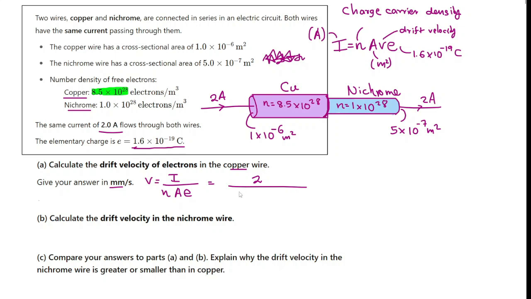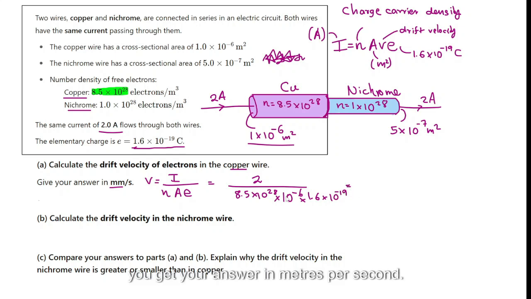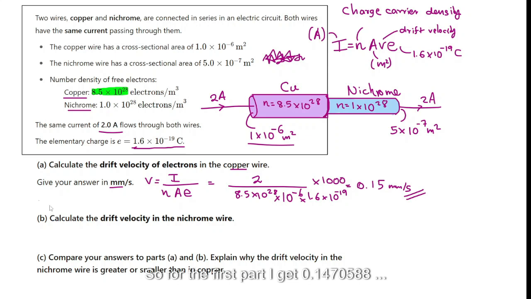So let's do that. 8.5 times 10 to the power of 28, multiplied by the area of cross section, 1 times 10 to the power of negative 6, multiplied by 1.6 times 10 to the power of negative 19. When you do that, you get your answer in meters per second, but the question says to give it in millimeters per second, so I'm just going to multiply this by 1000. For the first part, I get 0.1470588, so let's call it 0.15 millimeters per second.